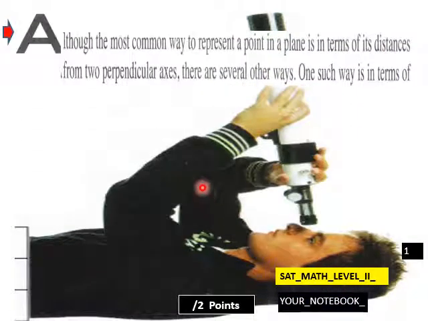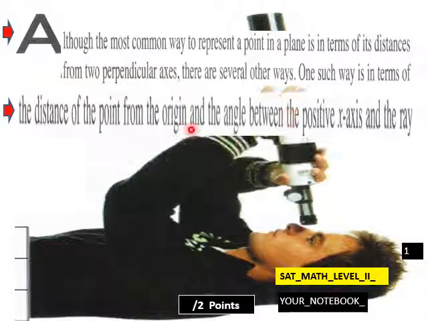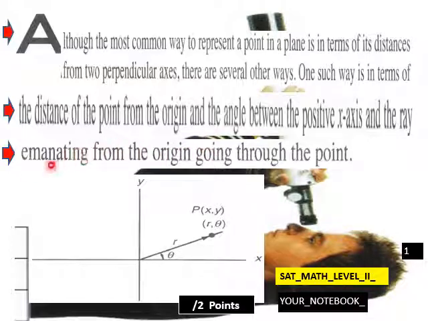Let's go into page 1 here. Although the most common way to represent a point in a plane is in terms of its distances from two perpendicular axes, there are several other ways. One such way is in terms of the distance of the point from the origin and the angle between the positive x-axis and the ray emanating from the origin going through the point. So this will be an example here of that kind of coordinate.